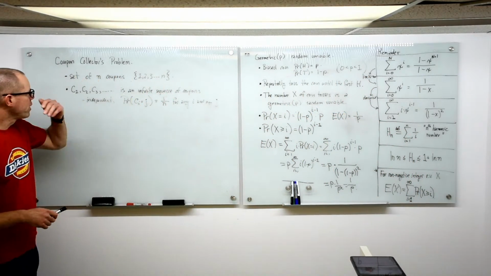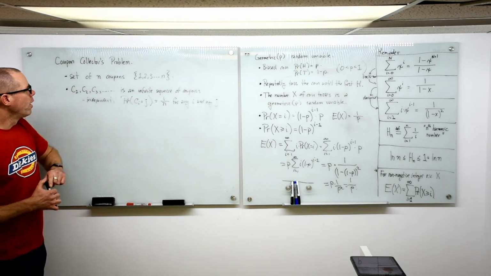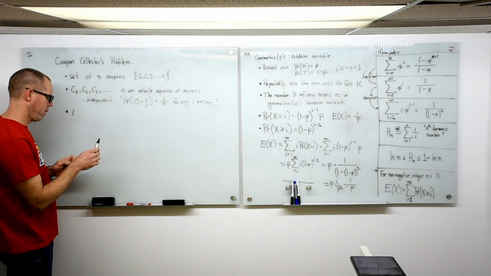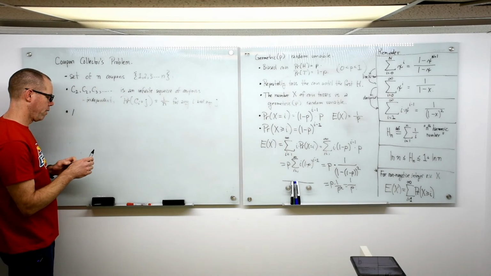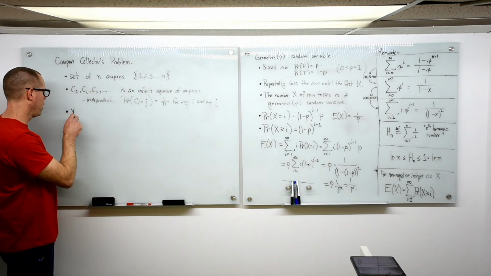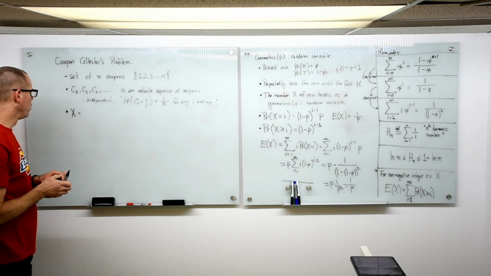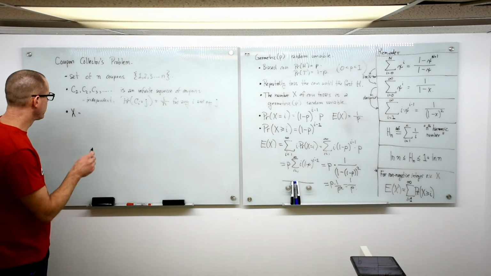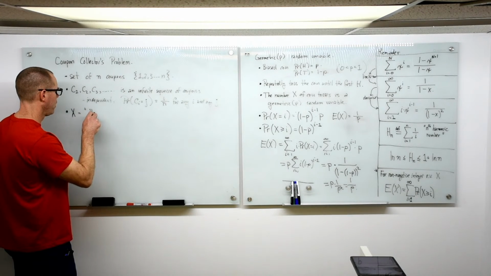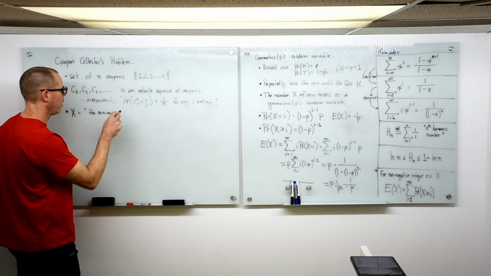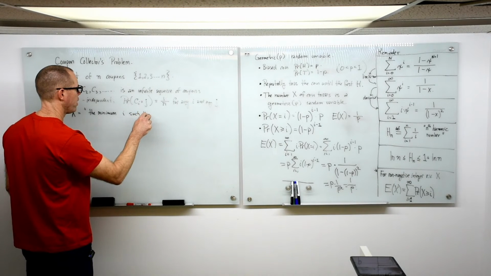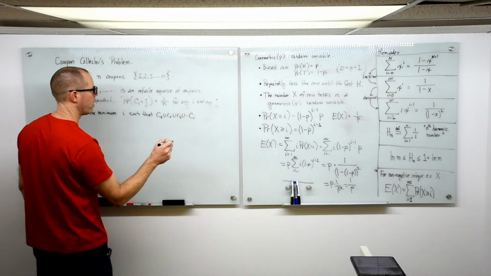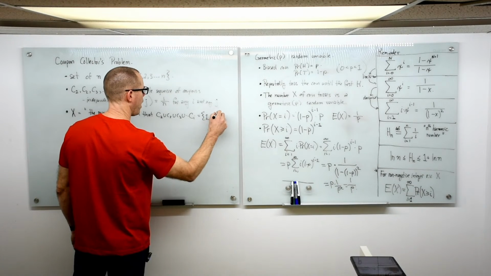Anyway, all right, so you have this infinite sequence of coupons. Each coupon is an integer from 1 to n, and let's say X is equal to the minimum i such that C1 union C2 union C3 union up to Ci is equal to 1 to n.